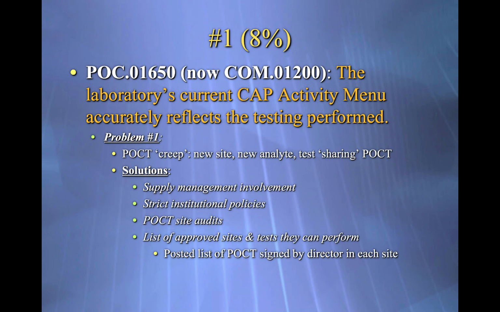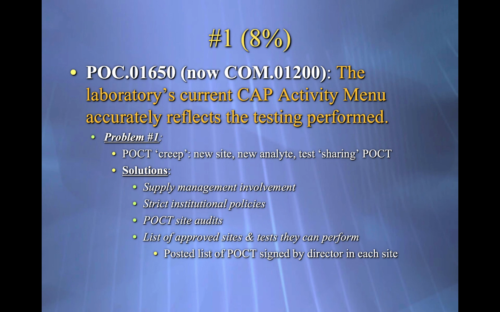Okay, the number one, almost 8% of labs get hit with this. The laboratory's current CAP activity menu accurately reflects the testing performed. This is point of care creep, where you have a new site just start doing testing without anyone knowing about it. A site that's doing testing just deciding they're going to do a new test, and so they bring in something. The doc decides they want to do XYZ and they're going to bring that in because someone said it was really good, without telling anybody.